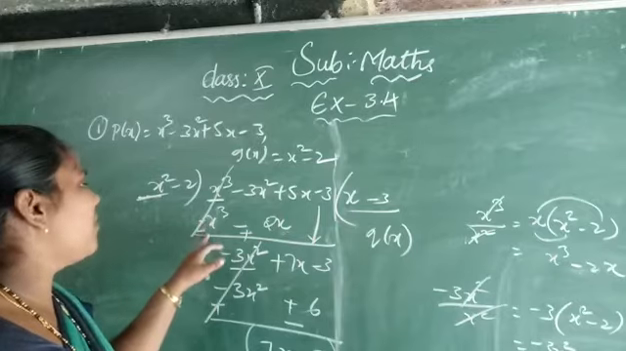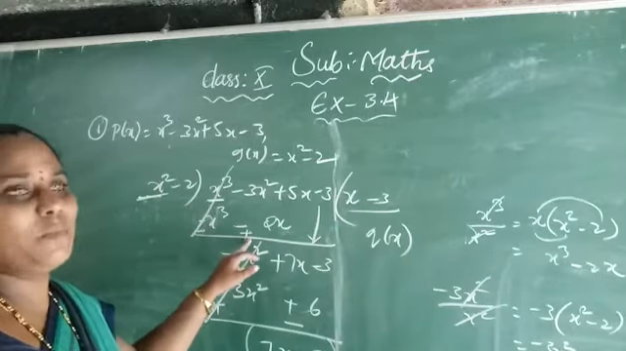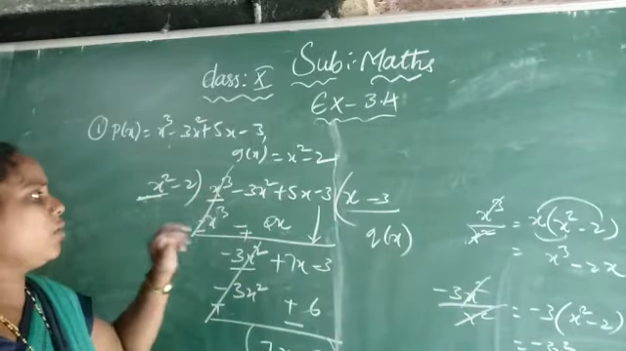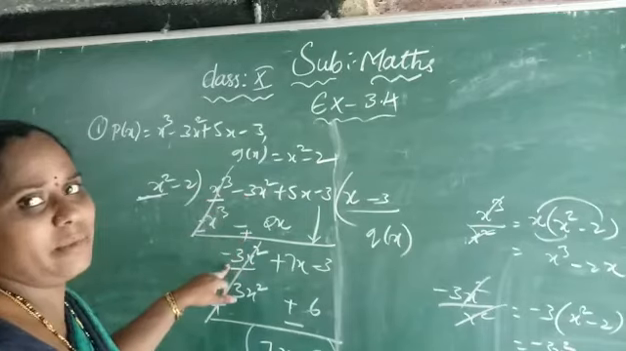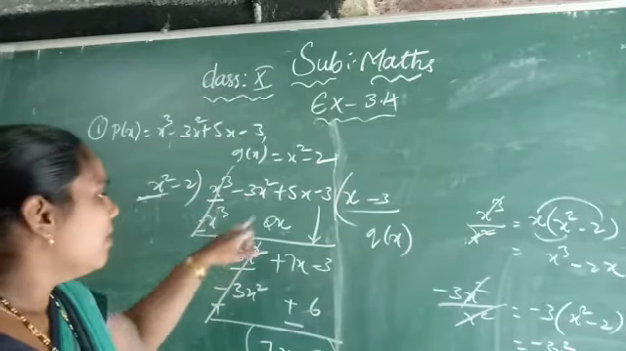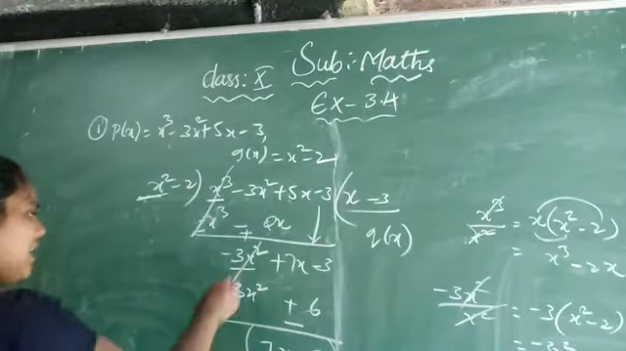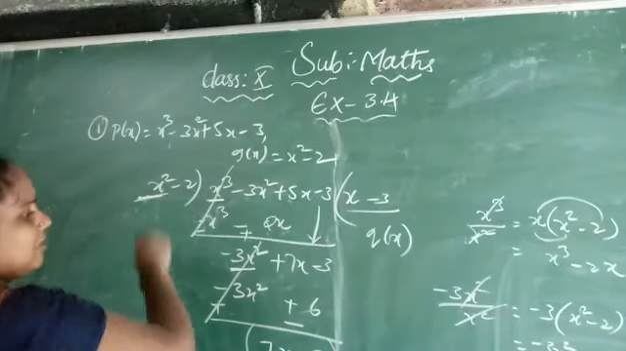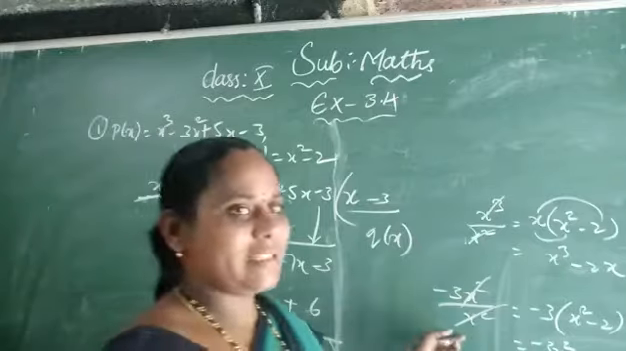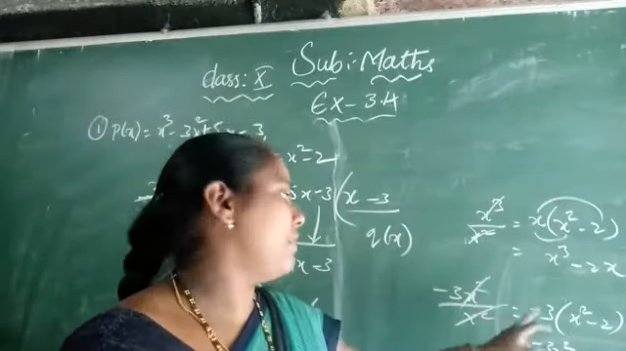So minus, plus value becomes minus, minus value becomes plus. So x cube minus x cube cancel, minus 3x square stays the same, whatever it is there. Plus 5x plus 2x is 7x, drop minus 3. So again, here the first term: minus 3x square by x square cancel, left with minus 3.